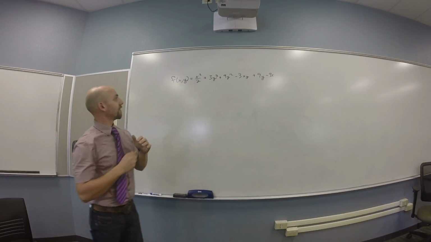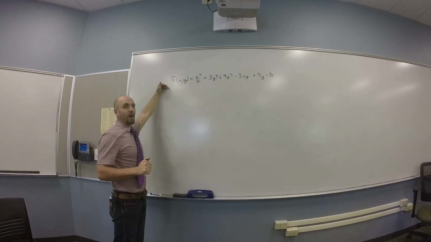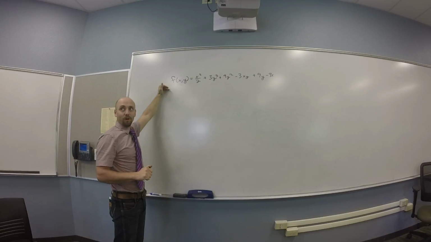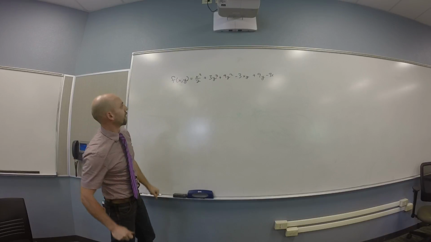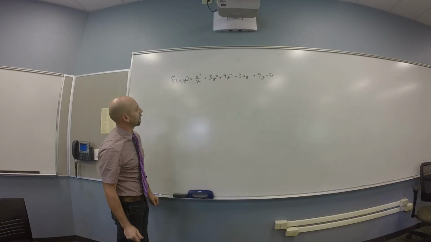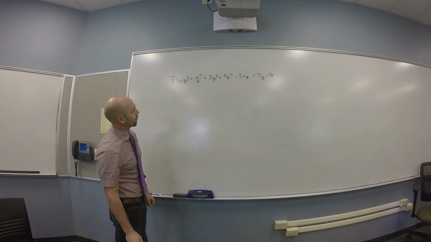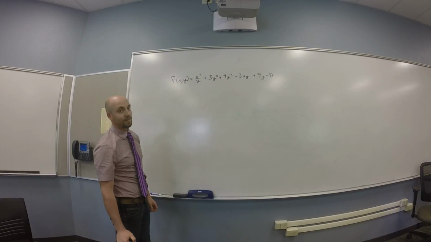Okay, so let's try to find and classify all the critical points for f of x and y is x squared over 2 plus 3y cubed plus 9y squared minus 3xy plus 9y minus 9x.